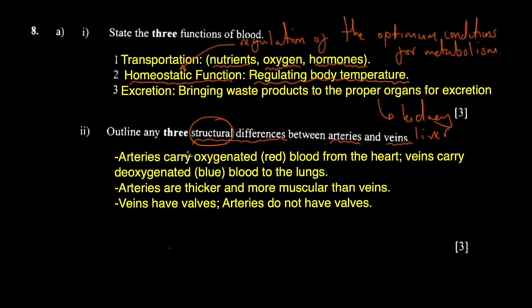Arteries carry oxygenated blood. When you're viewing the blood circulatory system, the oxygenated blood will be denoted by a red color. Those will be arteries carrying that. So arteries carry oxygenated blood from the heart. Veins carry deoxygenated blood to the lungs. So veins carry this deoxygenated or blue blood to the lungs.